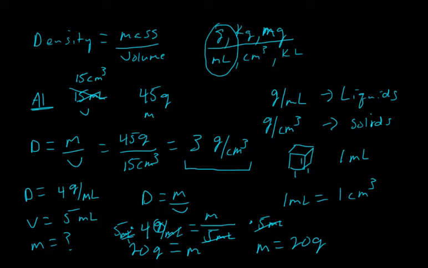So once again, you're still using this formula, density is equal to mass divided by volume, but depending upon the two quantities that you're given, you may have to manipulate the equation in order to find the third one. So let's do one more example.